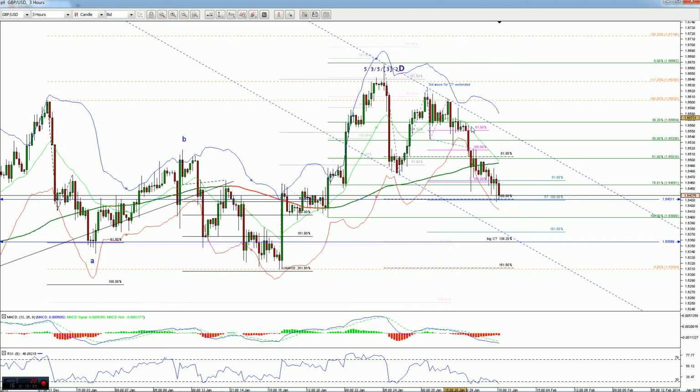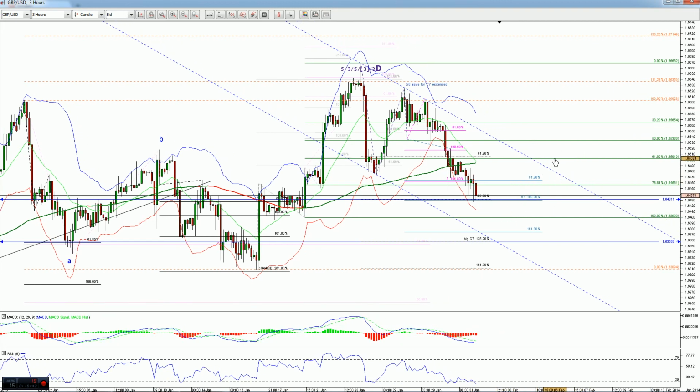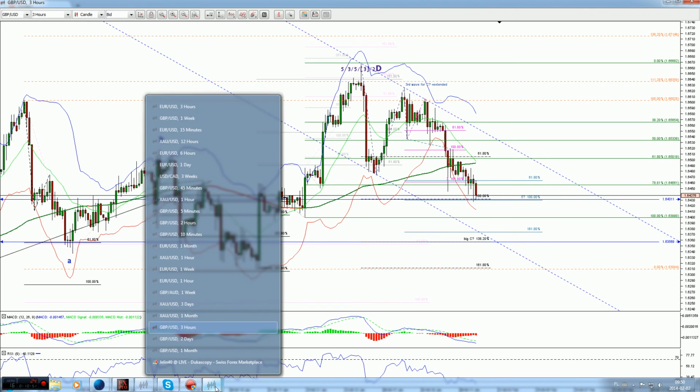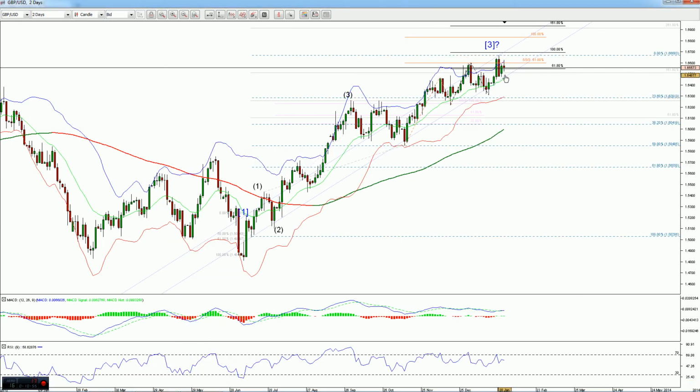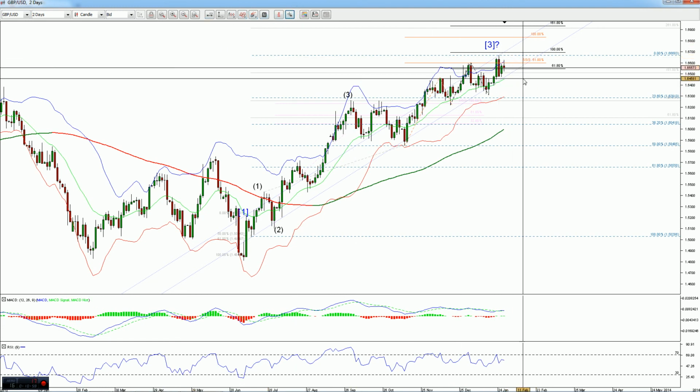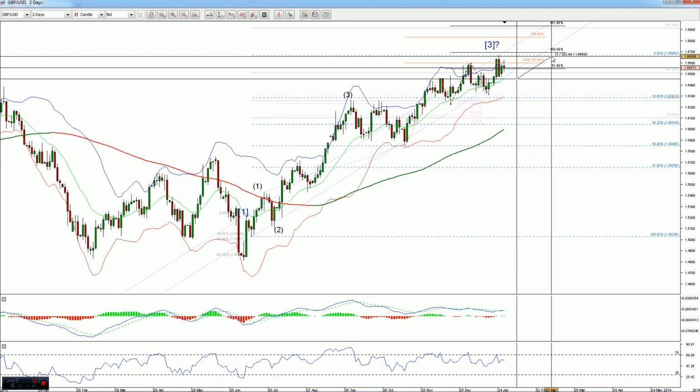Good. So as said, there might be some additional moves, and finally we should make a reversal. The market should reverse and make a bigger B, and this will be a bigger B, so it will take longer, because if this A wave is finished, we may have another move of 200 pips to the upside.